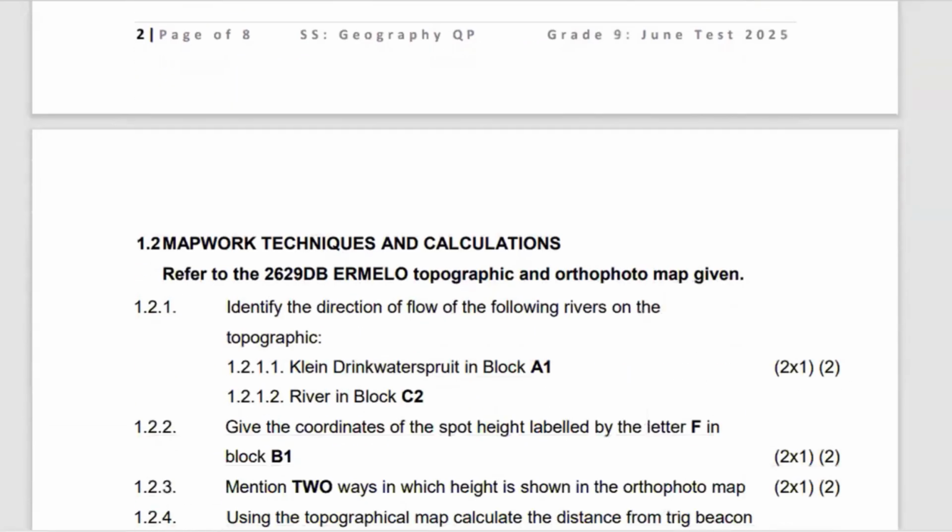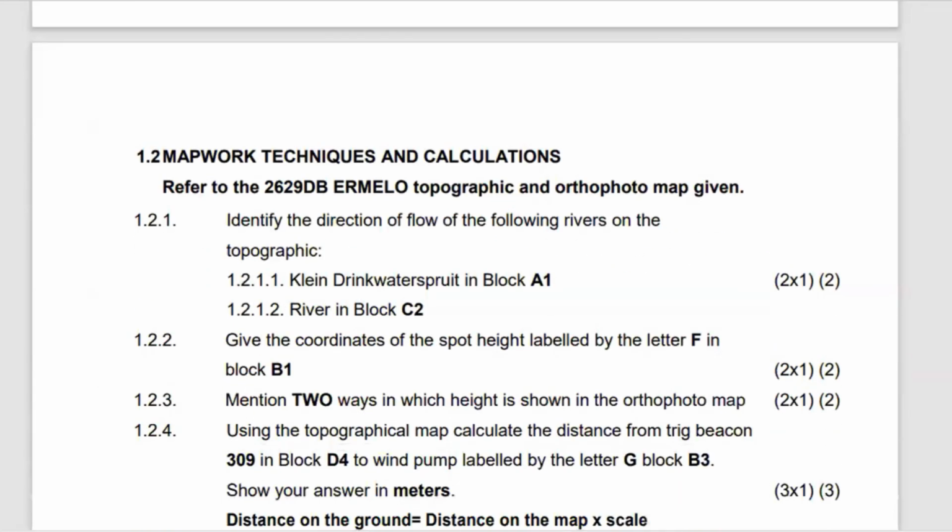Okay, so we have map work, techniques, and calculations. You're going to refer to the 2629 DB Emelo topographic and orthophoto map, and then you answer the following questions. Remember, you are given that map. Without a map, you cannot answer any of the questions. Identify the direction of flow of the following rivers on a topographic map.